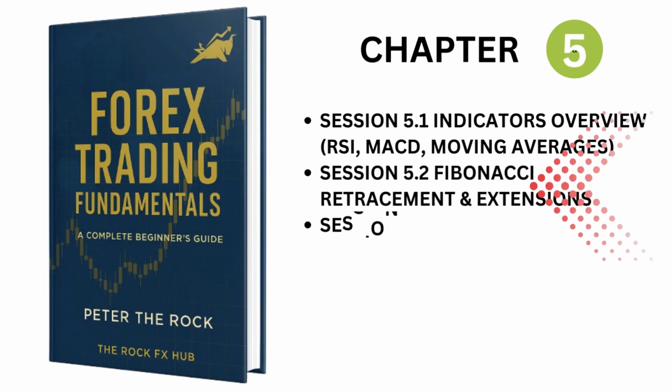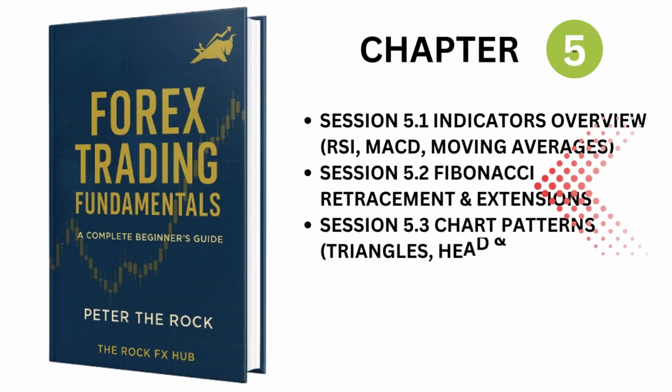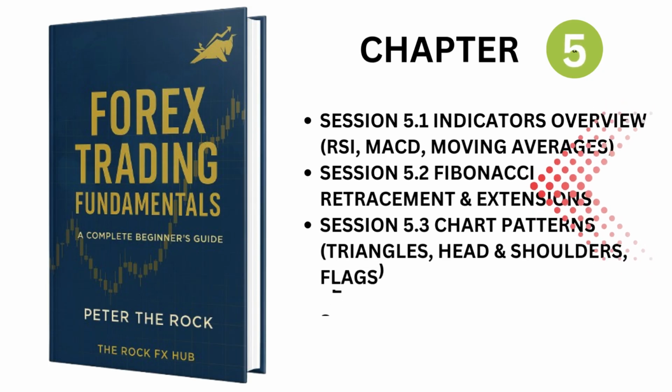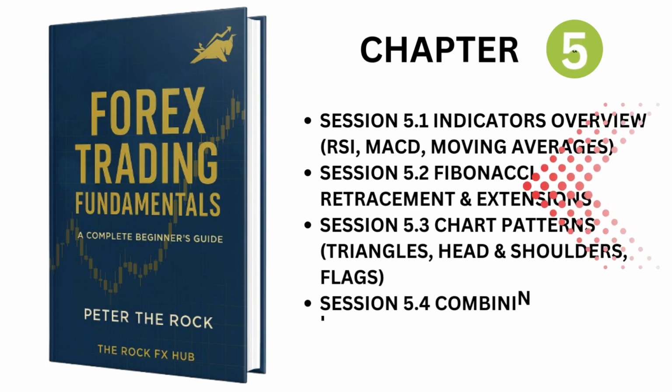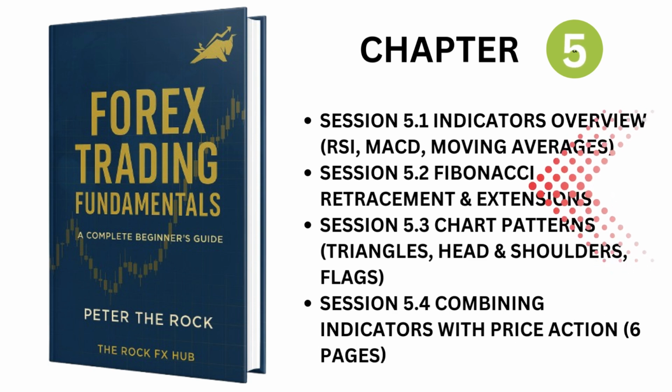1. Indicators Overview, RSI, MACD, and Moving Averages. We'll begin with the most widely used technical indicators in the world. RSI, which measures momentum and overbought/oversold conditions. MACD, which helps identify trend strength and shifts. Moving averages, the foundation of trend-following strategies. You'll learn how each one works, when to use them, and what they reveal about the market's energy.